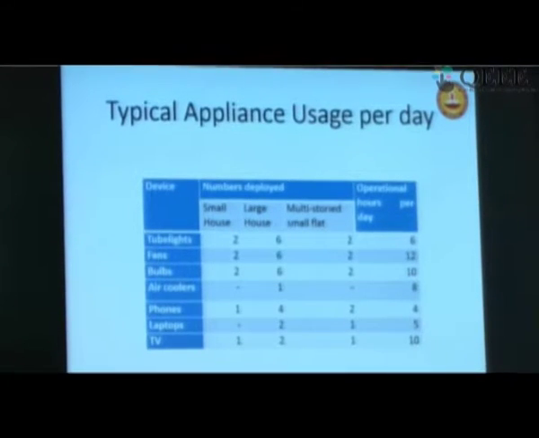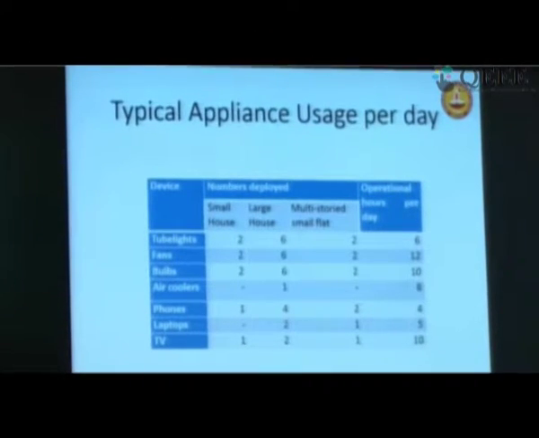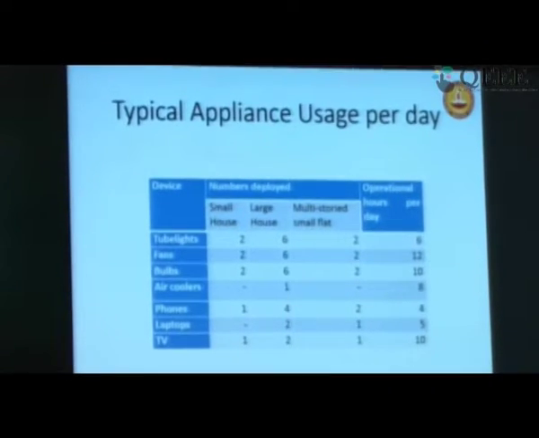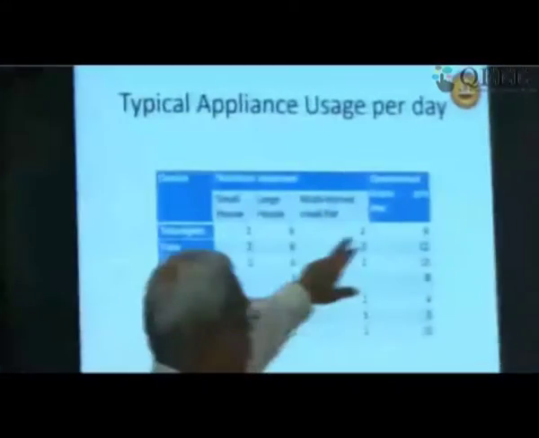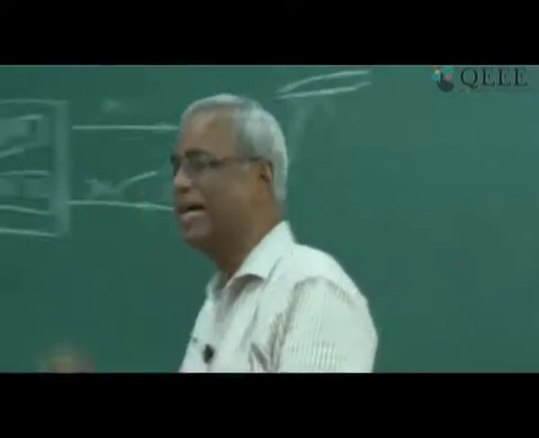And in multi-storied complex I have taken typically, these numbers are inputs, you can change them. If you don't like them, you want to take your home, you can put your numbers. What is the operational hours per day? This is extremely important. How much do you keep the tube light on in a day? Average is 6 hours you have put here. You can change that also.